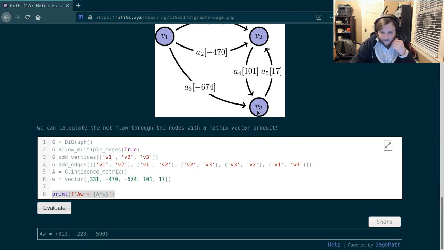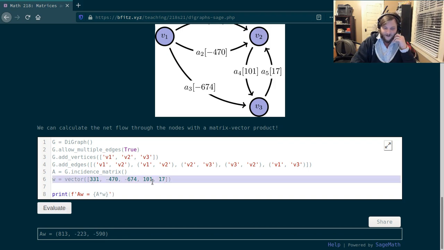And finally, for the third node here, we would add 101 and negative 674. So that would give us some negative number. And then we subtract off 17, so that number becomes a little bit more negative, and we end up with negative 590. So the cool thing about this setup is I don't have to do any of that arithmetic myself. I can keep track of the data of the digraph in the incidence matrix, and then I can keep track of the data of the nodes in a separate vector.